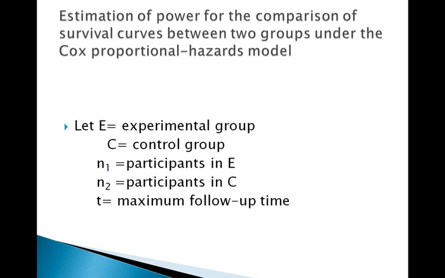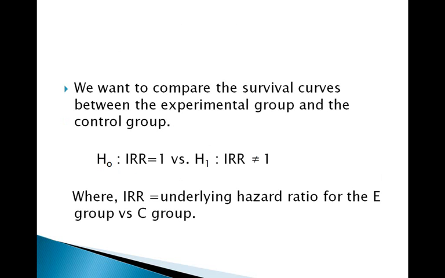We now move on to the estimation of power for the comparison of survival curves between two groups under the Cox proportional hazards model. We begin with some basic notation. We have an experimental group and a control group. We have N sub 1 and N sub 2 for the numbers of participants in each of those two groups, and T represents the maximum follow-up time.